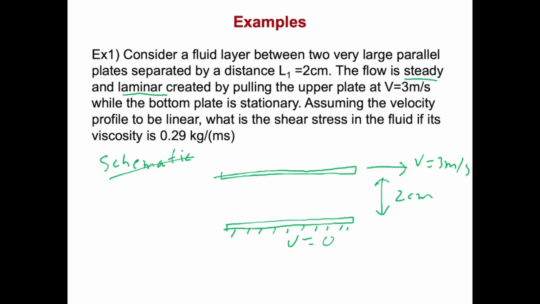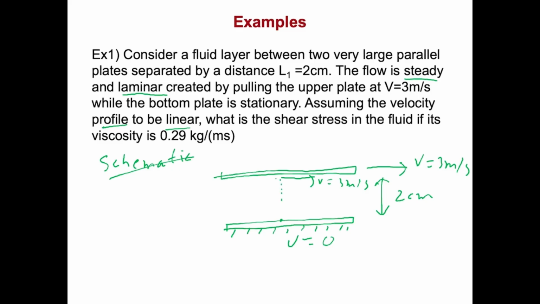right? So assuming the velocity profile to be linear, what is the shear stress in the fluid if the viscosity is 0.29 kilograms per meter square, right? Essentially it's saying the velocity profile is linear. As we talked about, because of no slip, on the top, if the plate is moving with a certain velocity V, the fluid right next to or touching the top plate will also move with the same velocity, 3 meters per second, right? And the fluid at the bottom should have the same velocity as the wall that it is touching, so that will be 0, right?